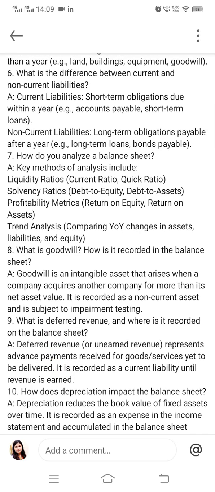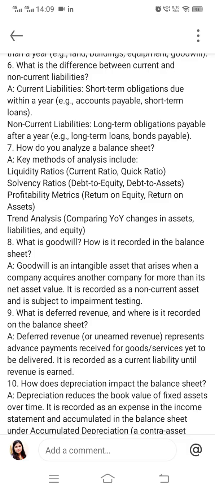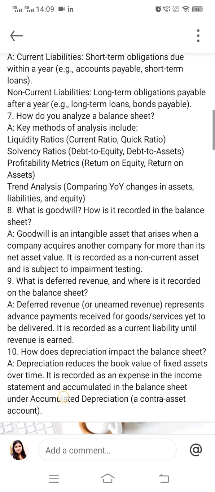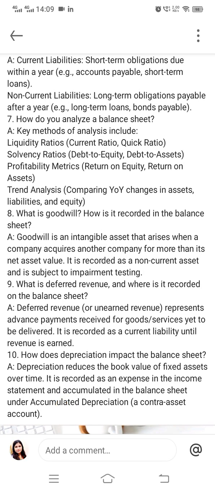And often we see that if there is a loan, that is going to be a non-current liability, but we do have short-term loans as well, so those will be classified as current liabilities.